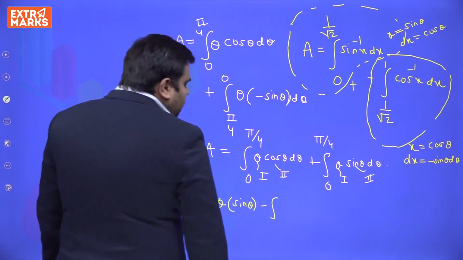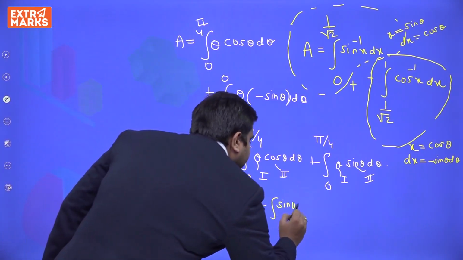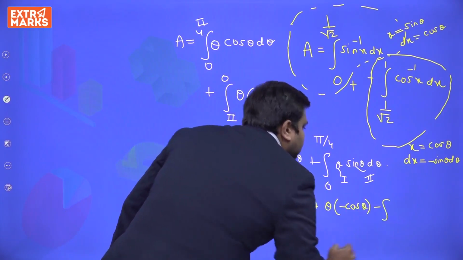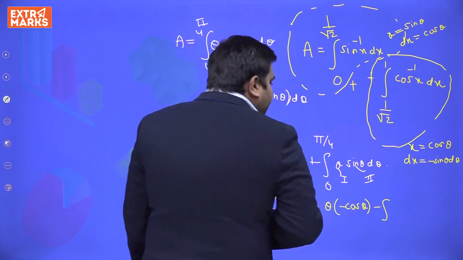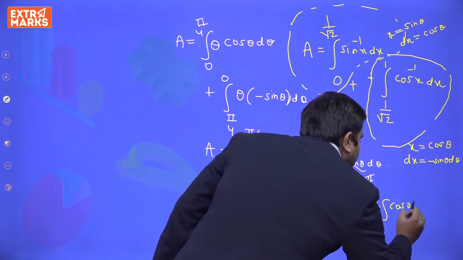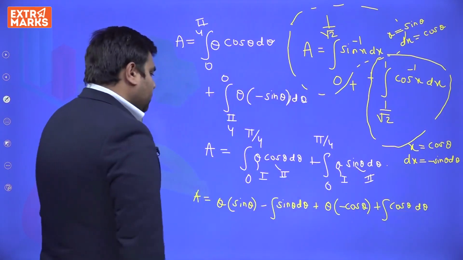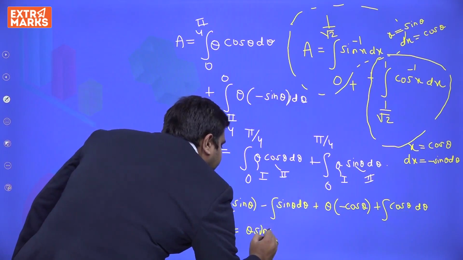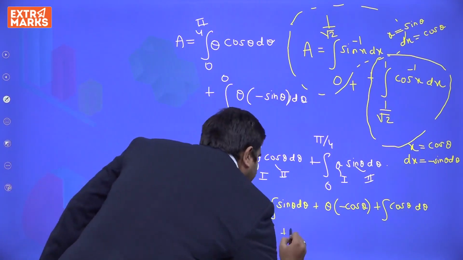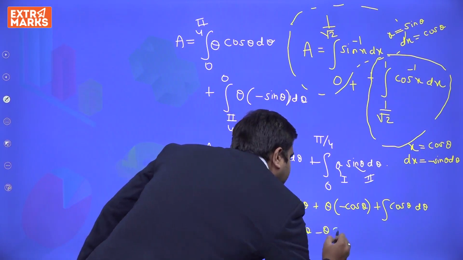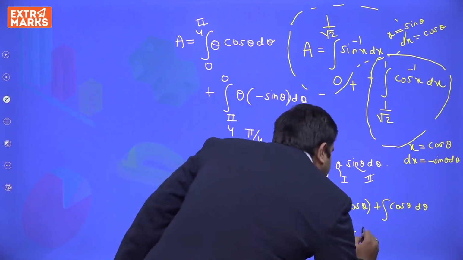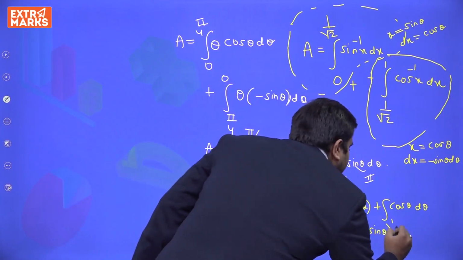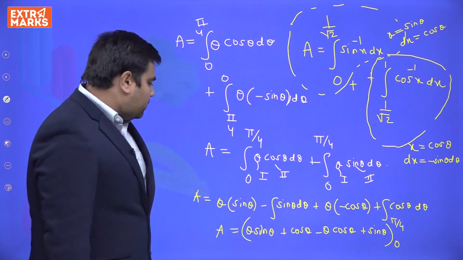derivative of first function into integration of second function, which is again sin theta d theta, plus first function into integration of second function minus integration of derivative of first function into integration of second function, which is plus cos theta. So this would come out to be theta sin theta plus cos theta minus theta cos theta plus sin theta, and this happens from 0 to pi by 4.